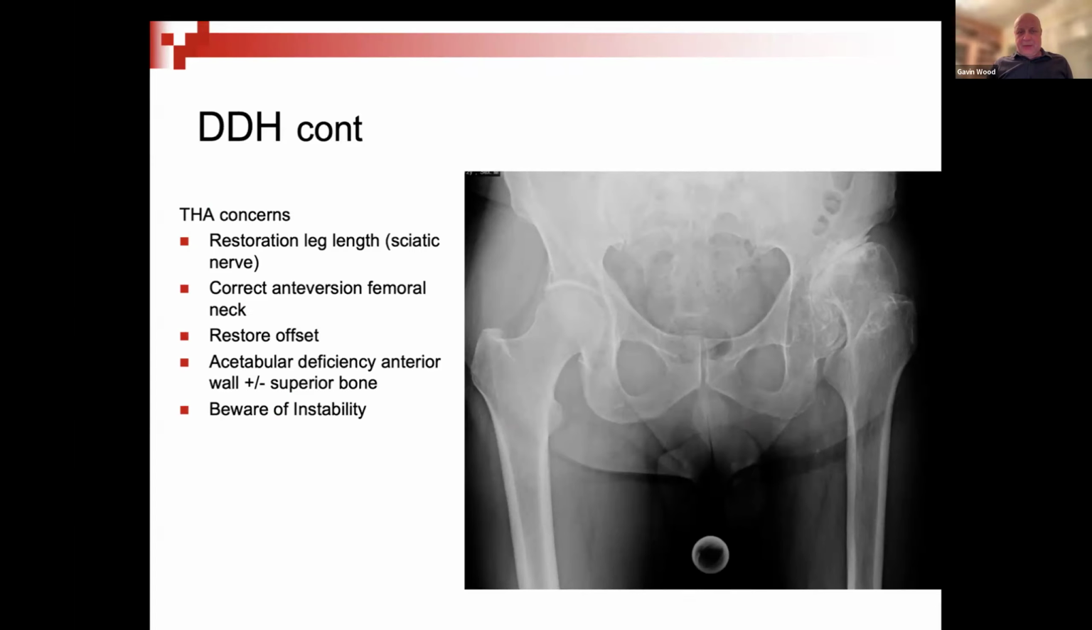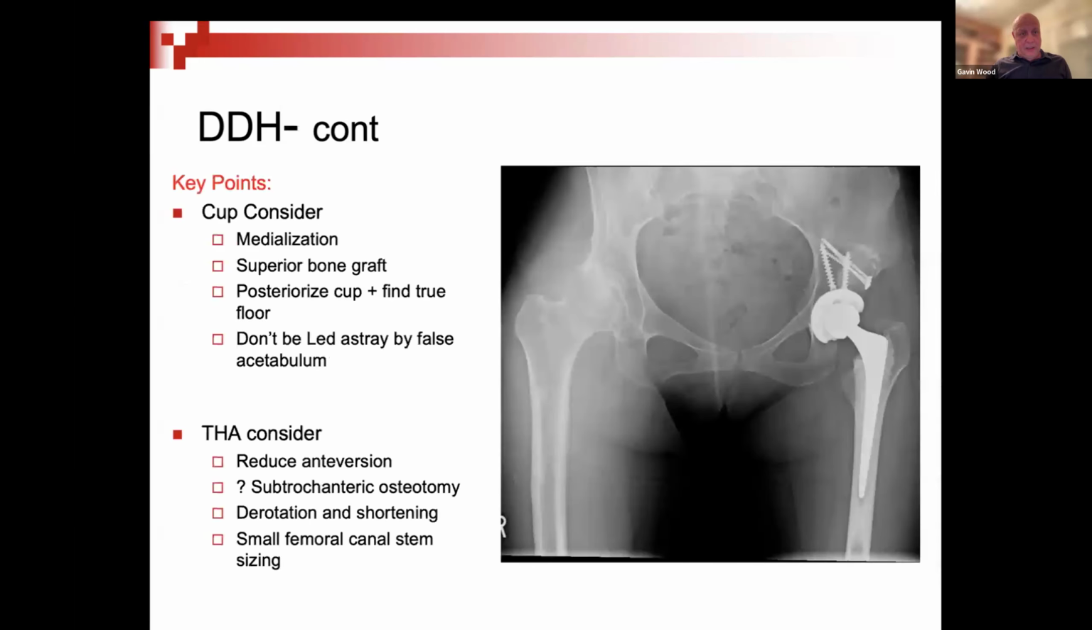And there's often acetabular deficiency. So if you look here and you're trying to bring the cup down to its normal position on the true floor next to the teardrop, you're going to have quite deficient superior bone stock. And then you might have instability of the cup or instability of the hip. So the key points to consider, first of all, on the cup side is you want to medialize the cup, try and get some bony superior coverage. That might require superior bone graft, as was done in this case.